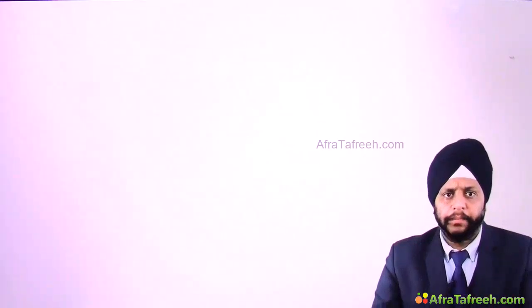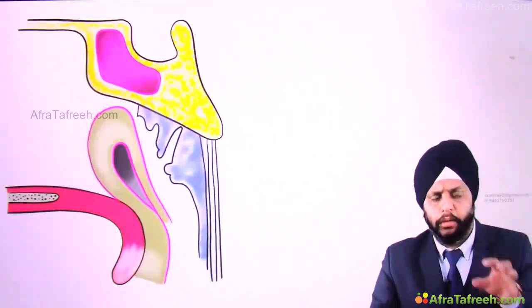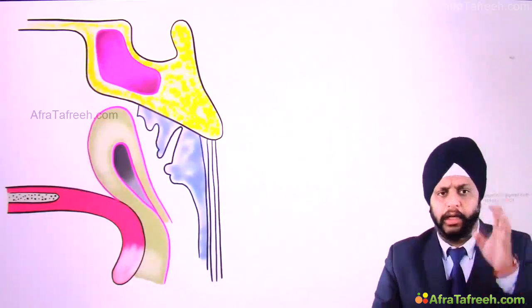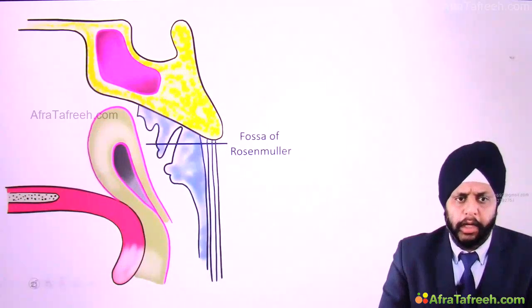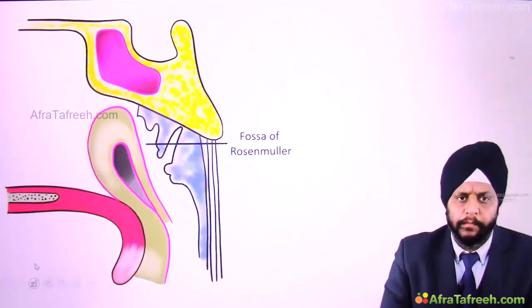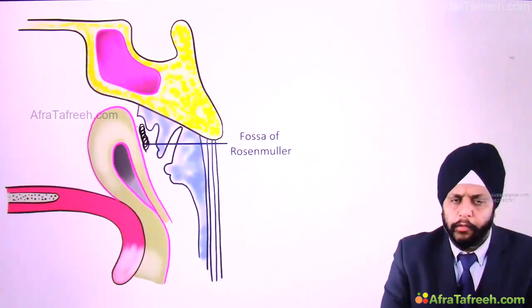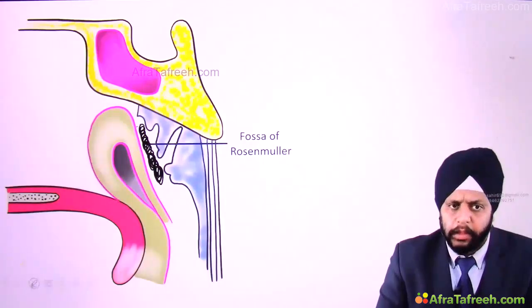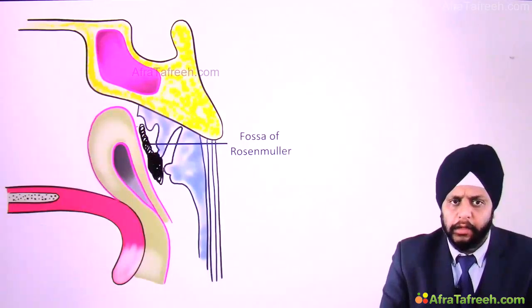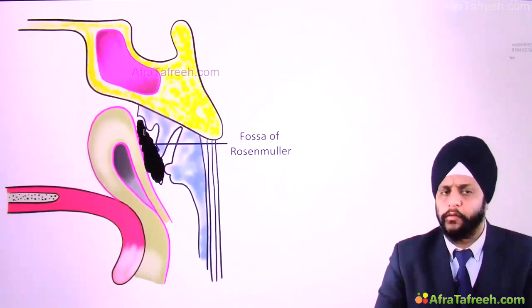Now, let's look at this photograph. We discussed it in the nasopharyngeal anatomy. Now we know that over here we have the fossa of Rosenmuller. In this fossa of Rosenmuller, we have our NPC, nasopharyngeal carcinoma. So let's say this is the origin of nasopharyngeal carcinoma.